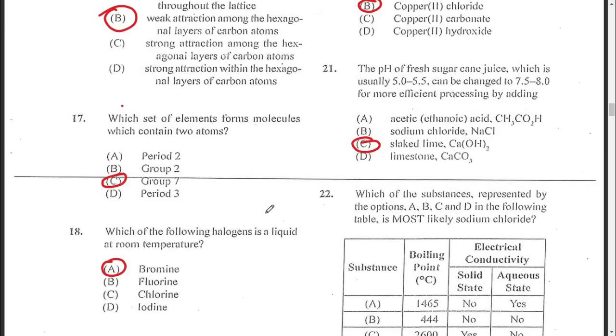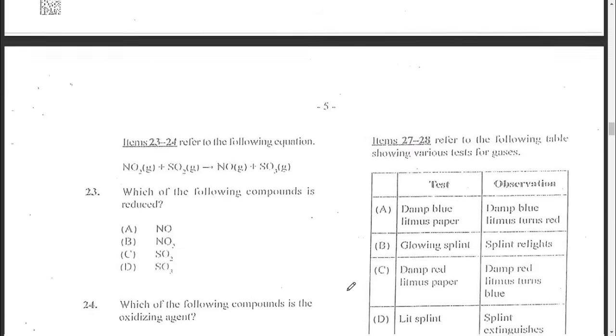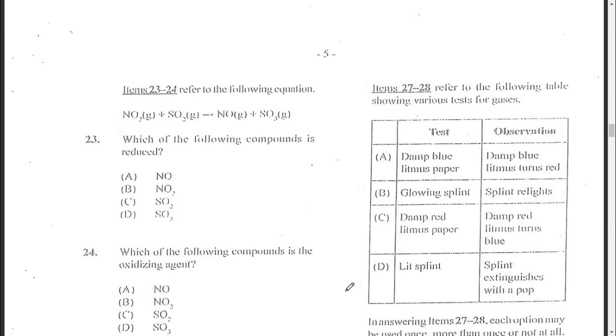22. Which of the substances represented by the options A, B, C, and D in the following table is most likely sodium chloride? Boiling point, high boiling point, conducts electricity in the aqueous state. That's A. Items 23 to 24 refer to the following equation. Which of the following compounds is reduced? Here we have nitrogen dioxide losing an oxygen to form nitrogen monoxide.